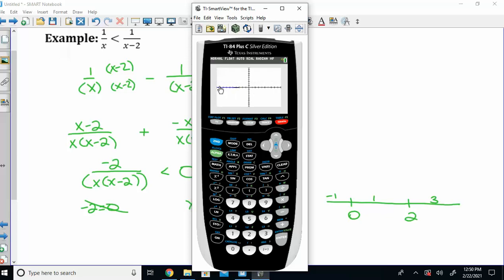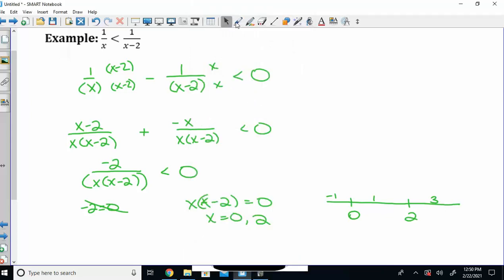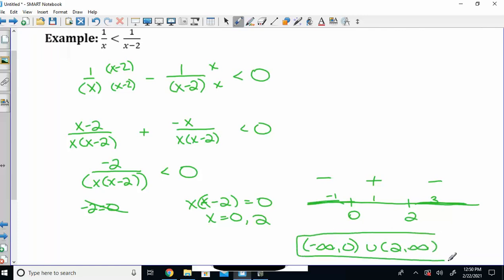And so we can see it starts out below, then it's above, and then below again. Negative, positive, negative. Which answers did I want? Negative. Less than 0 is the negative. So that's here and here. So we would write that as negative infinity to 0, union 2 to infinity.